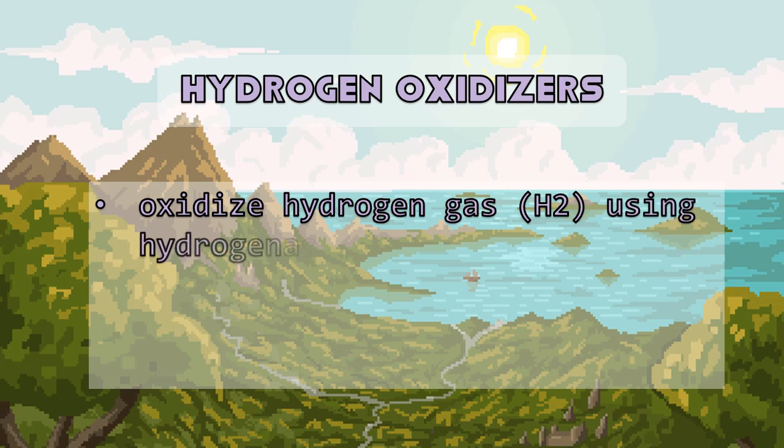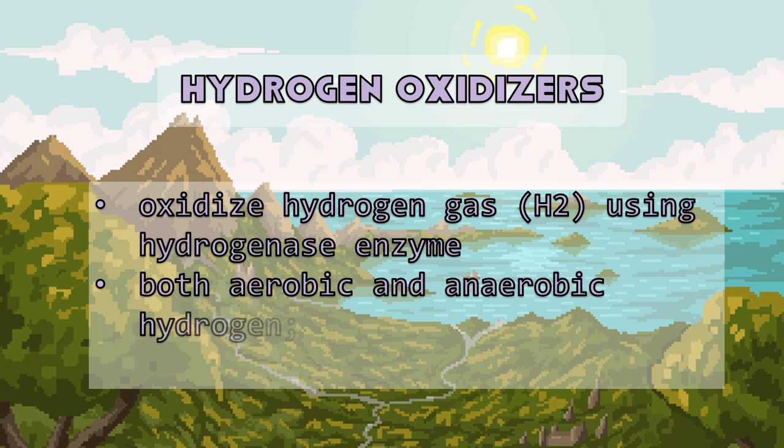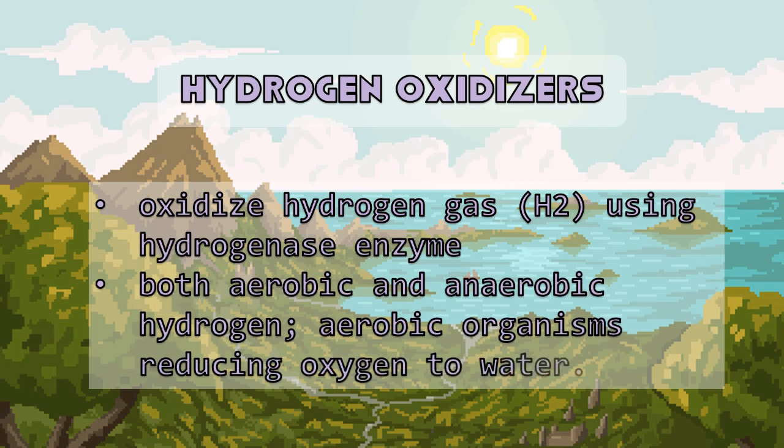Hydrogen oxidizers are organisms which oxidize hydrogen gas with the use of a hydrogenase enzyme. Both aerobic and anaerobic hydrogen oxidizers exist, with the aerobic organisms eventually reducing oxygen to water.